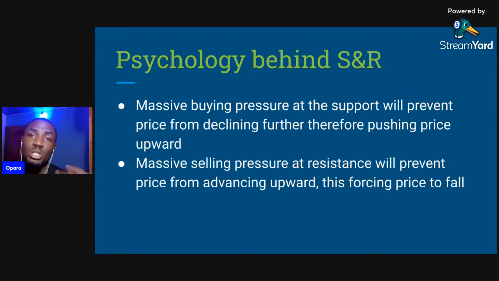The same happens with the resistance region. At the resistance, we have massive selling pressure, which prevents price from advancing upward, thus forcing the price to fall. You can see it's more like a ceiling. Price is going up, price is going up, it's going to pump to the moon. If you have the knowledge of support and resistance, the moment the price gets to the resistance, you begin to take profit. Because what? You're expecting the price to reverse and start going the opposite direction.